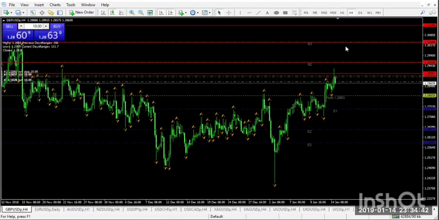Okay, so it seems like the price has touched R1, right? And it's close to R2 now. So it's going to go back to central pivot and then hit R2 with more force. Is that correct? Yes, that's correct.